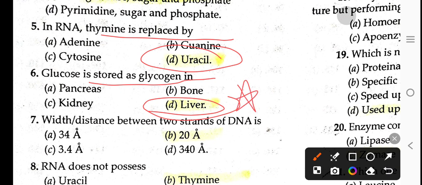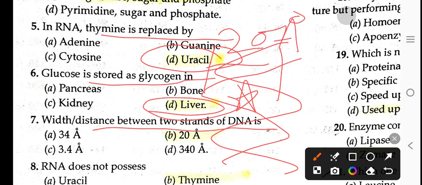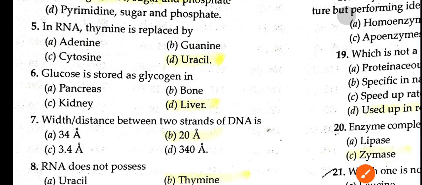Next: width or distance between two strands of DNA. So we know that this is DNA. It has two antiparallel strands. That means they are parallel but in opposite directions. So the distance between these two strands is 20 angstrom. So option number B is the right answer.